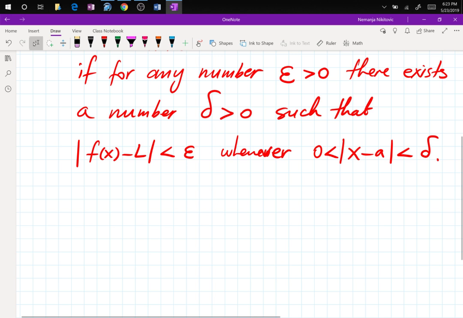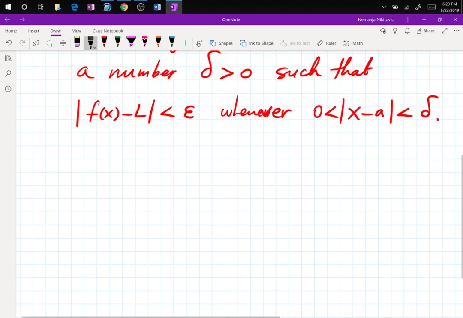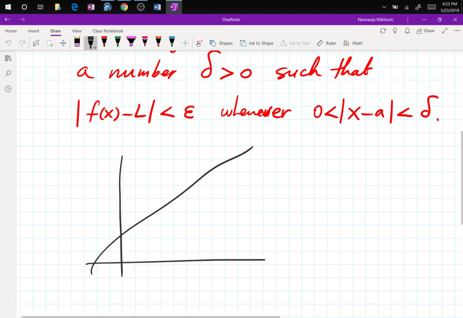Now, here are the two graphs. Graph number 1, we have some function f of x, and I'm going to pick a value here, which is my a, which produces the limit L.